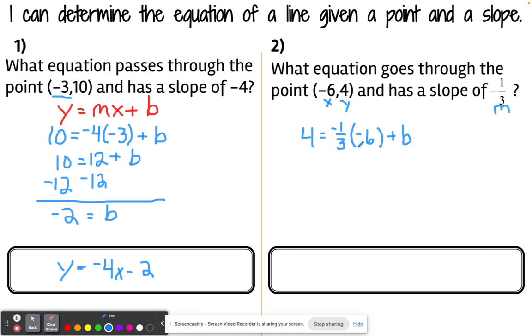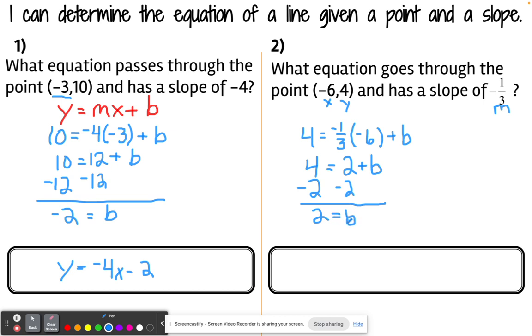Oh, 1/3 of 6 is 2, and a negative times a negative is a positive. So this will be 2 plus b equals 4. And I don't think you would need to go through the step to see this, because you know that 2 plus 2 equals 4, but we will go through the step anyway, because it never hurts to show all your steps. Sometimes you get yourself making mistakes. So b is 2.